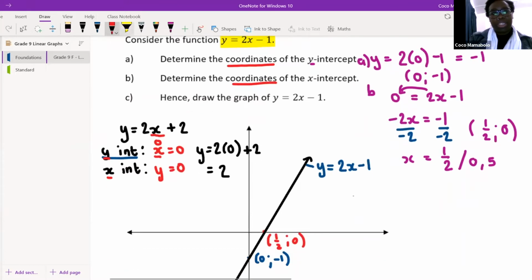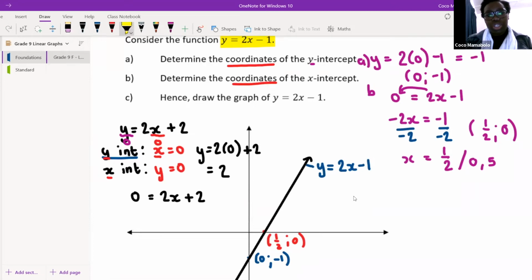I'm going to move down a little bit. Okay, so I'm going to take this y, let me change colors. I'm going to take this y over here and I'm going to replace it with 0. And then I'm going to solve for x. So I'm going to go 0 is equal to 2x plus 2. And then I'm going to solve for my unknown, which in this case will be the x over there.